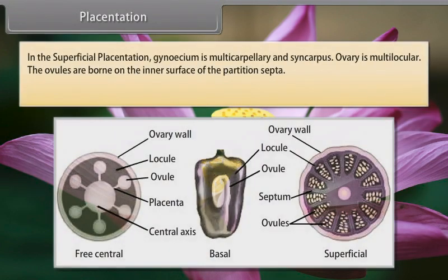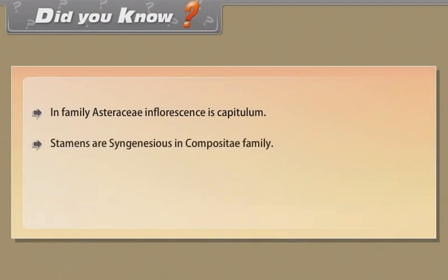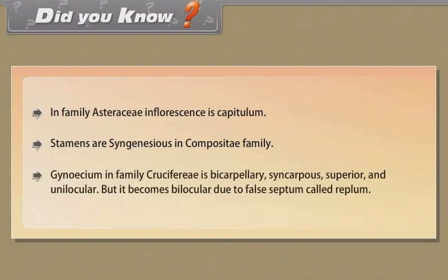In the superficial placentation, gynoecium is multicarpellary and syncarpous. Ovary is multilocular. The ovules are borne on the inner surface of the partition septa. Example: Nymphaea. Did you know, in family Asteraceae, inflorescence is capitulum. Stamens are syngenesious in composite family. Gynoecium in family Cruciferae is bicarpellary, syncarpous, superior and unilocular, but it becomes bilocular due to a false septum called replum.